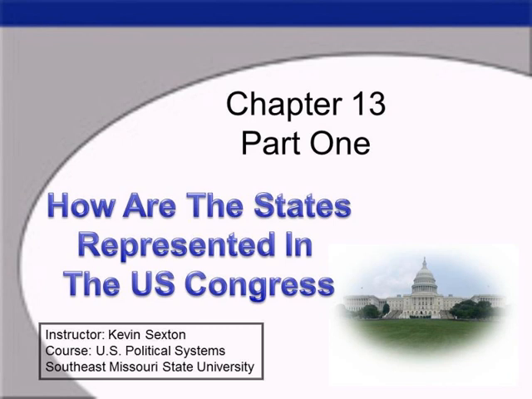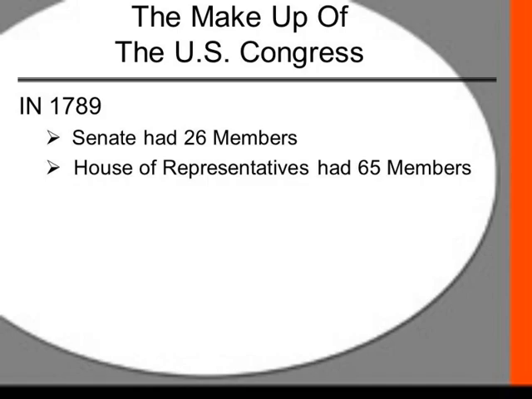Now I want to start off this week's discussion with a discussion about how the states are represented in Congress. And we'll need to realize that the makeup of Congress has changed since Congress was created by the United States Constitution in 1789. In 1789, there were 26 members of the United States Senate and 65 members of the House of Representatives. It should be relatively easy for us to figure out why there were 26 members of the United States Senate in 1789, because there were 13 states and there were 2 individuals from each state in the United States Senate.